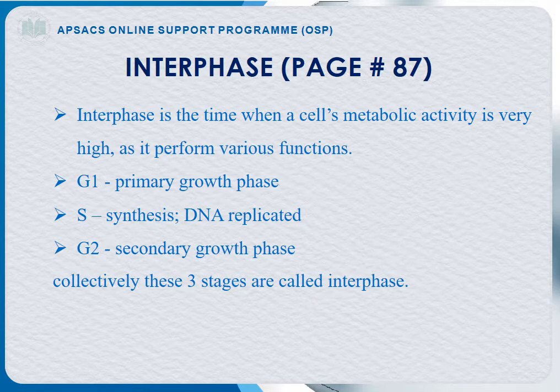Interphase. Interphase is a series of changes that take place in a newly formed cell and its nucleus before it becomes capable of dividing again. It is also called the preparatory phase or intermitosis. Typically, interphase lasts for at least 91% of the total time the cell requires. Interphase proceeds in three stages: G1, primary growth phase; S, synthesis phase, where DNA is replicated; G2, secondary growth phase. Collectively, these three are called interphase.